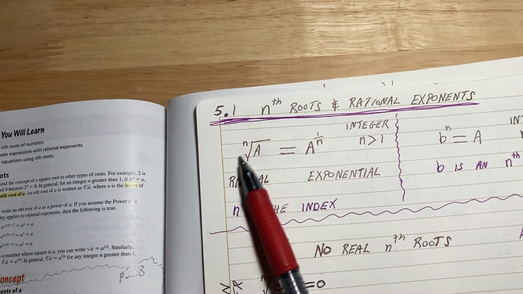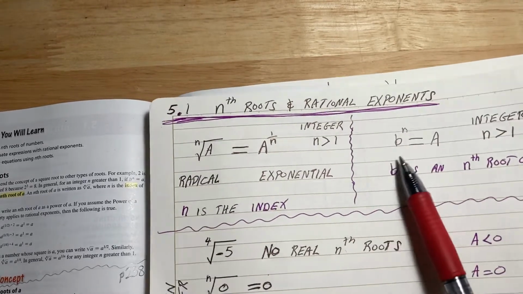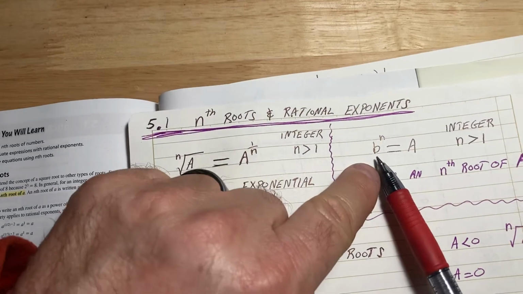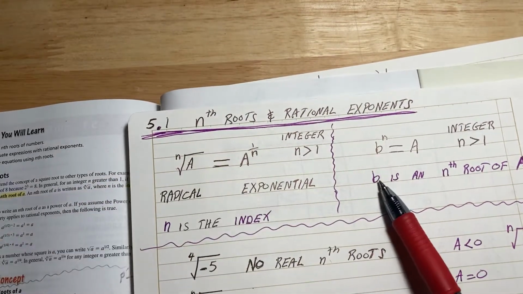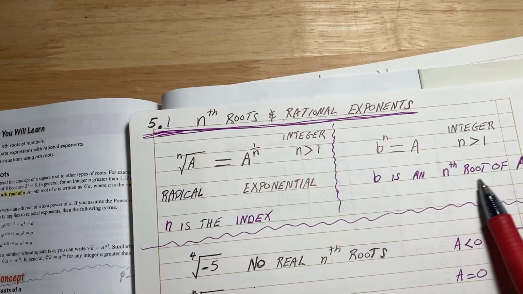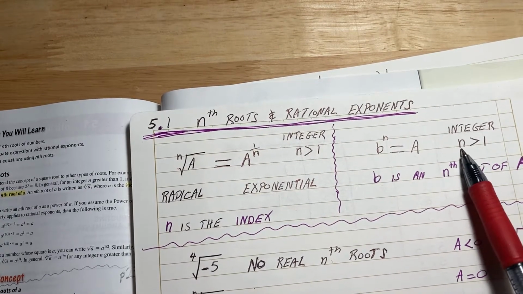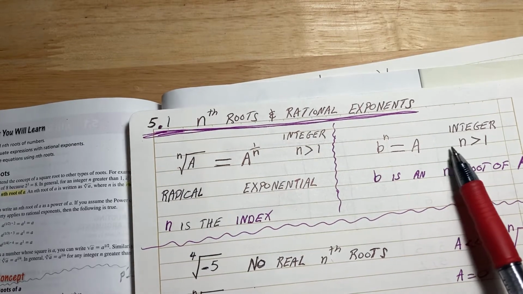N is the index. You can also write it like this, or this way. B is going to be the nth root of a. You're going to use a calculator for this. Remember, n has to be an integer greater than 1. N has to be a positive integer.